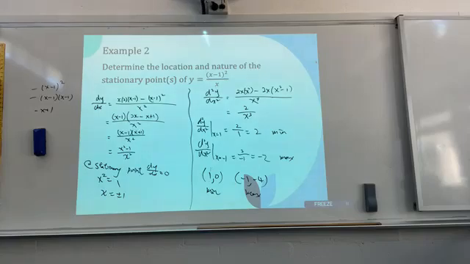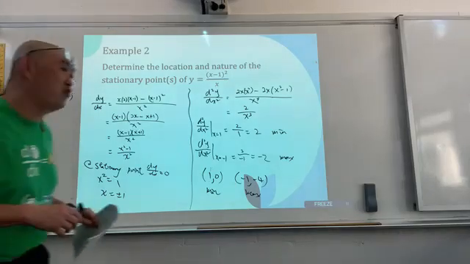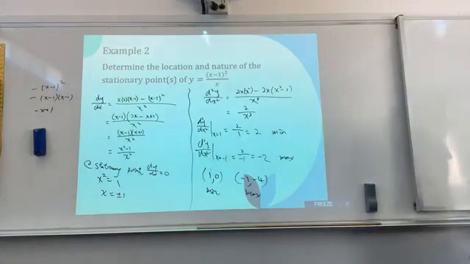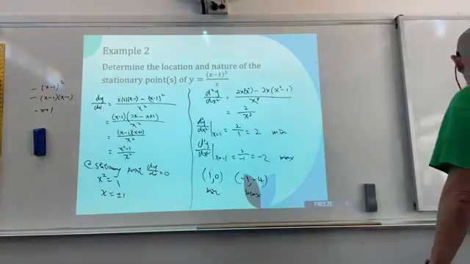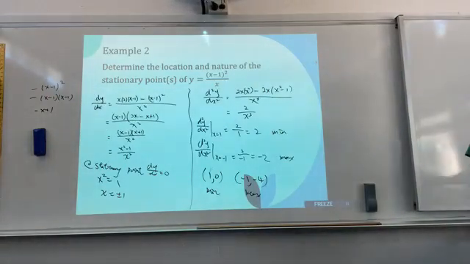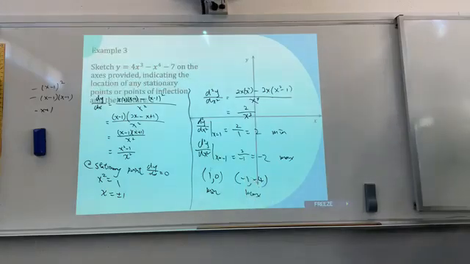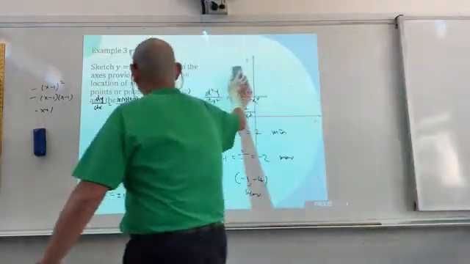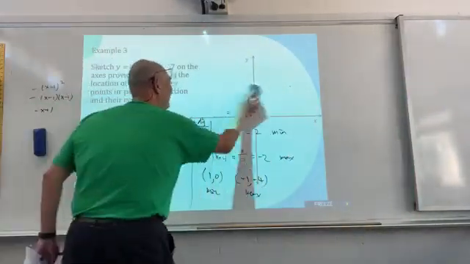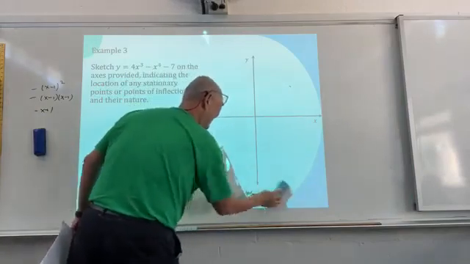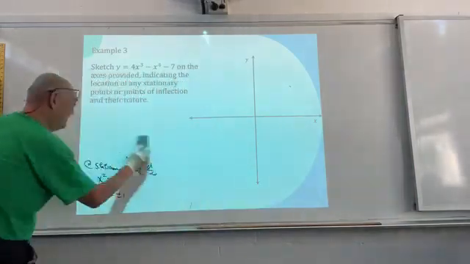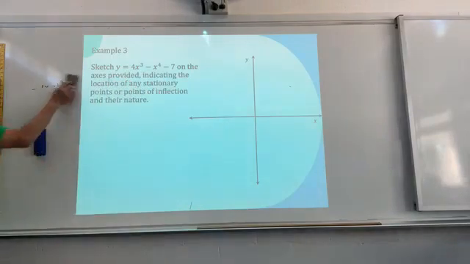All right. Let's look at example 3. That's the whole point of the quotient rule, where you have a function over a function. Let's do example 3, please.